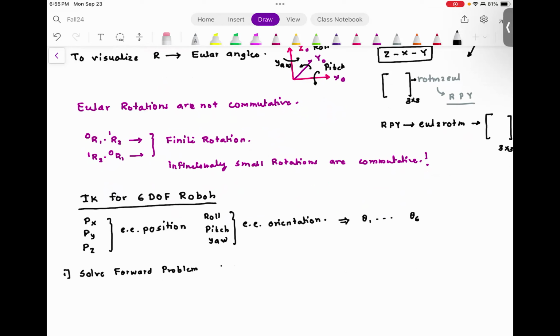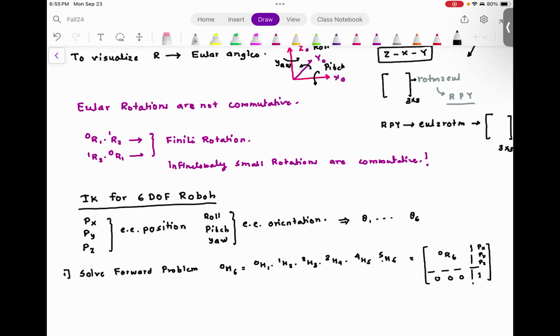So you will do 0h6, which is you will find 0h1, you will multiply by 1h2, you will multiply by 2h3, 3h4, 4h5, and 5h6. And once you are done with this, you are gonna get this big matrix. Are you with me? This will be 0R6 and this will be Px, Py, Pz, and 0, 0, 0 and 1. Everyone understood this?